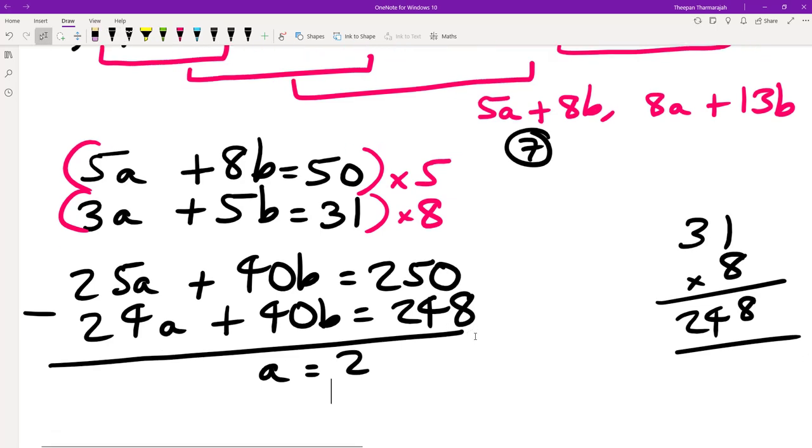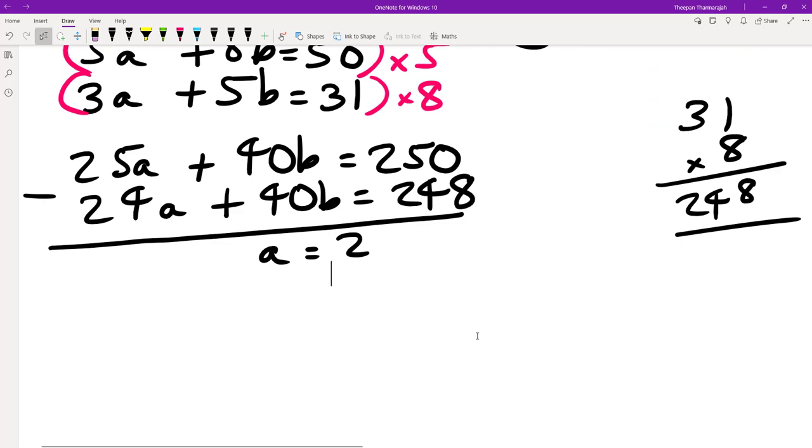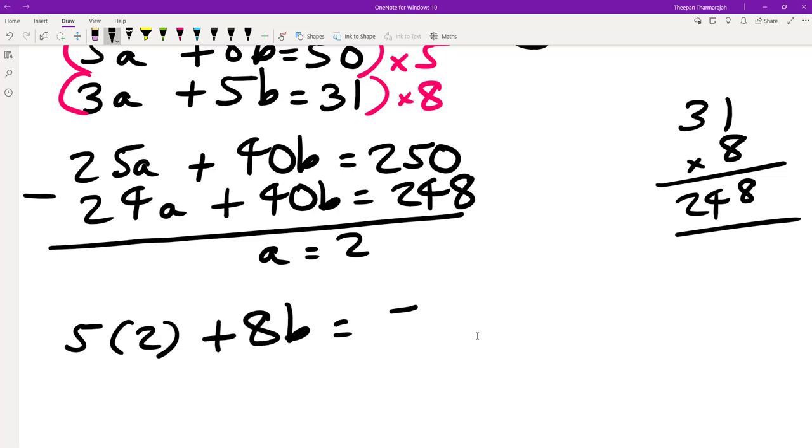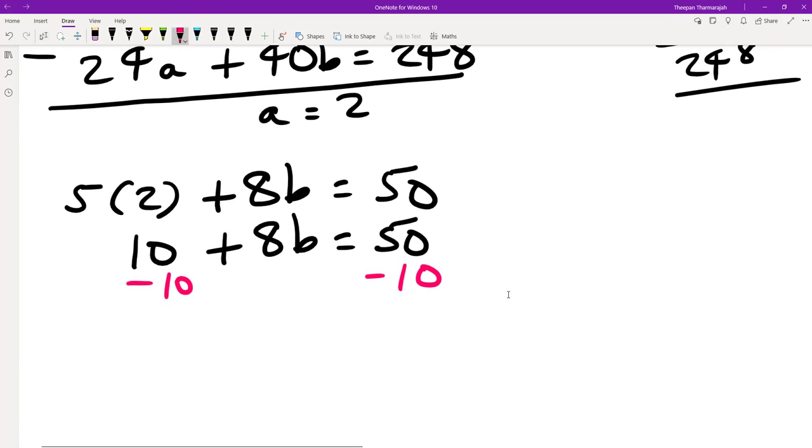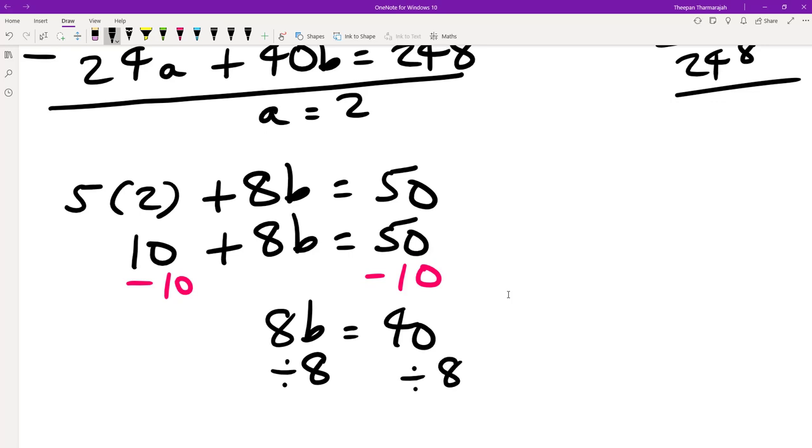And we're going to sub a equals 2 to find out what b is. So I'm going to say 5 bracket 2 plus 8b. Now that's equal to 50. That gives me 10 plus 8b equals 50. We can solve a linear equation like this. Minus 10 on both sides. And we end up with 8b equals 40. Divide by 8 on both sides. So b equals 5.